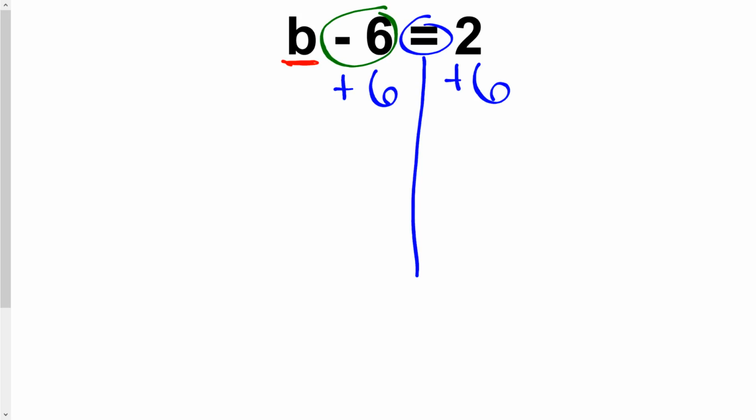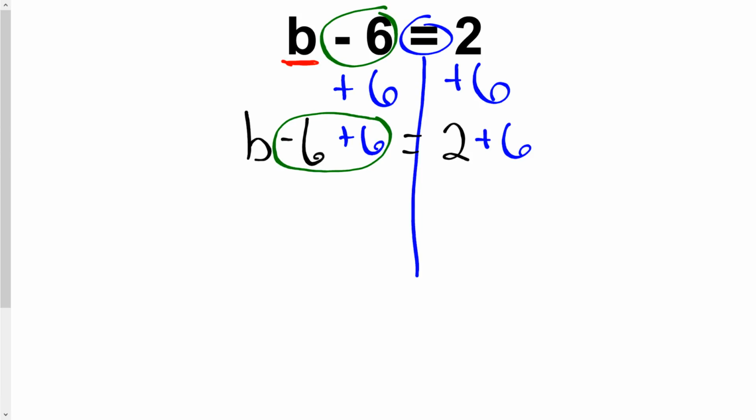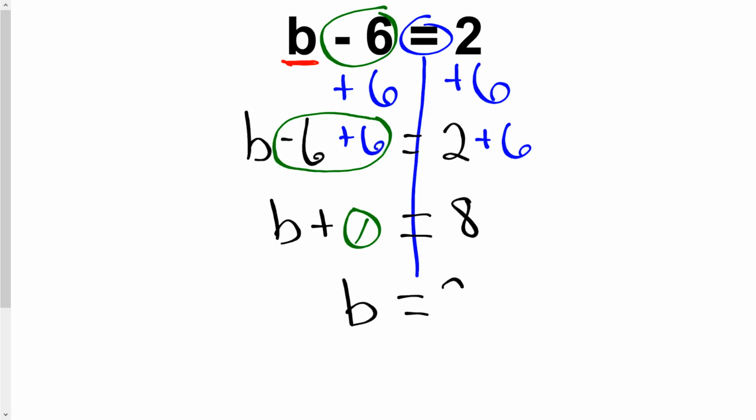The way you get rid of minus 6 is to add 6 to both sides. So b minus 6 here. Remember, I'm adding 6 to both sides, making sure I'm doing that. Recognizing now I can combine like terms. In this case, my only like terms are my constants. Negative 6 plus 6 is 0. And on my right-hand side of my equation is 2 plus 6, which is 8. And b plus 0 is just b, and b equals 8.